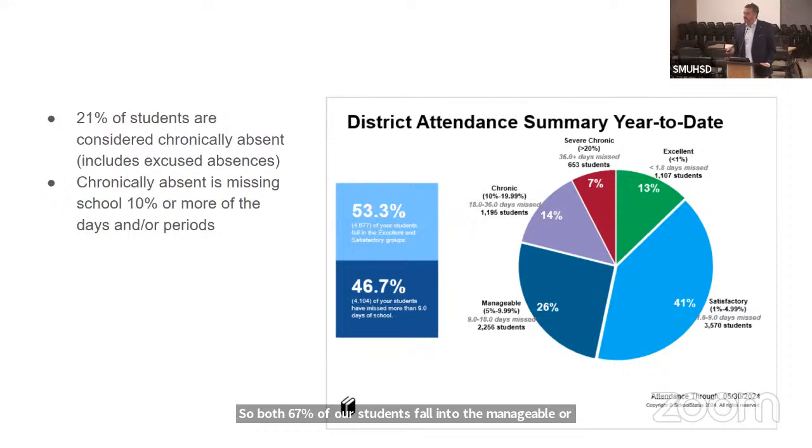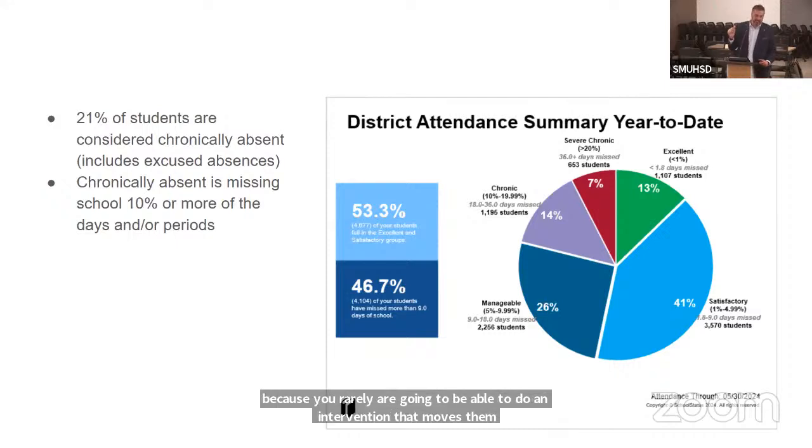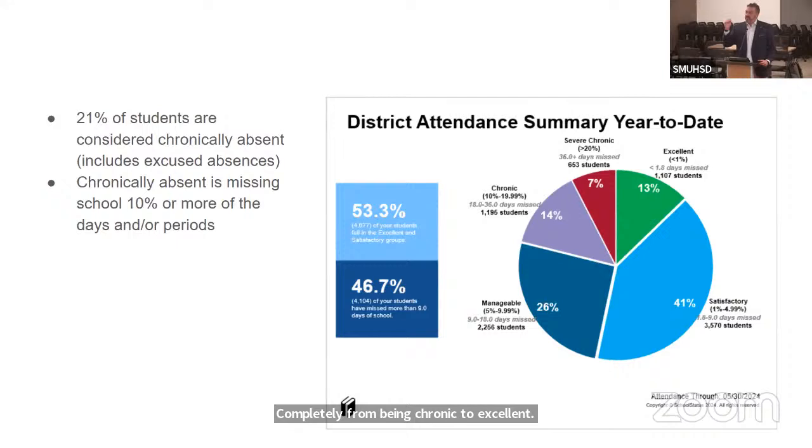One goal for us, our social workers, our site administrators, our site teams, a focus is moving a student from severe to chronic, moving a chronic student into the manageable, because you rarely are going to be able to do an intervention that moves them completely from being chronic to excellent in a given year. You want to sort of nudge them year over year into the next category if you can. That's a good goal to have. It's rare to see a student go from being a chronically absent student to an excellent attendee in a given year.